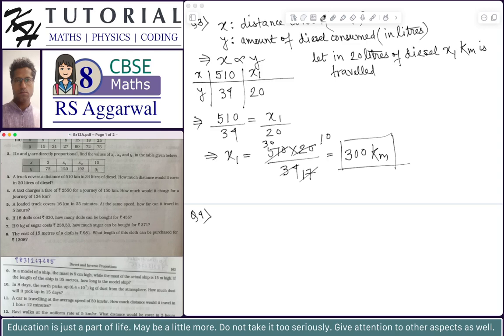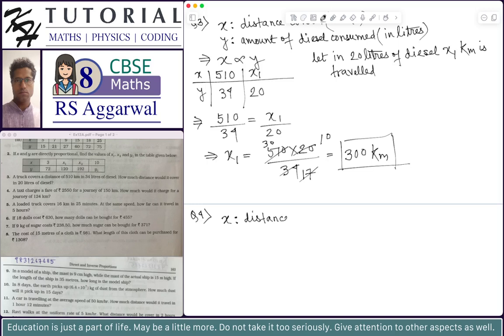So this is based on the concept that the rate of the taxi charge, which is the amount of money per kilometer, is constant. So for this problem, we can consider the two quantities. Let's say x is the distance of the journey.